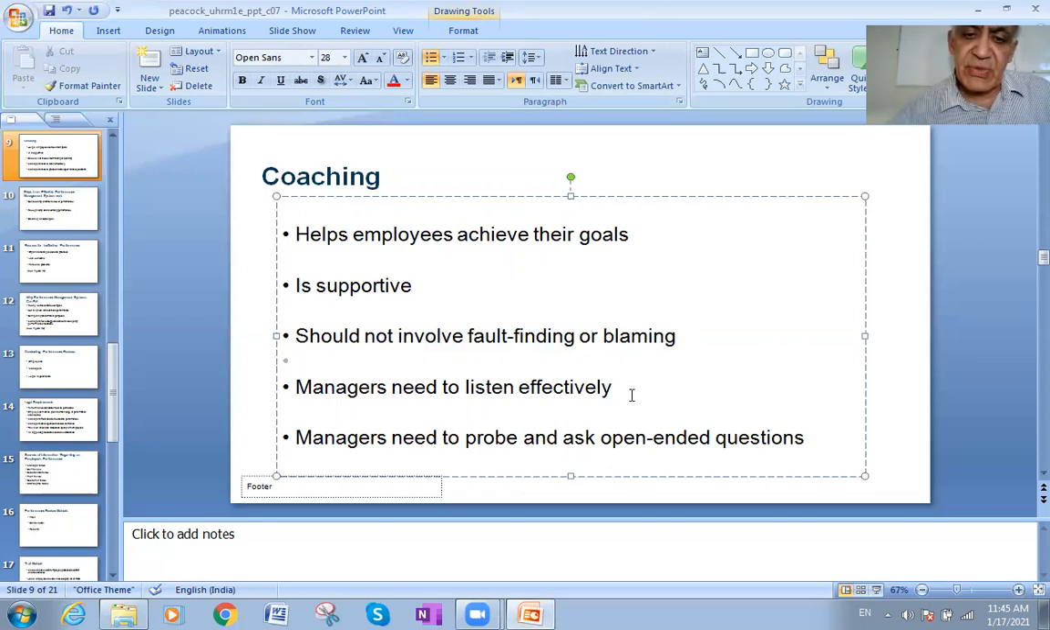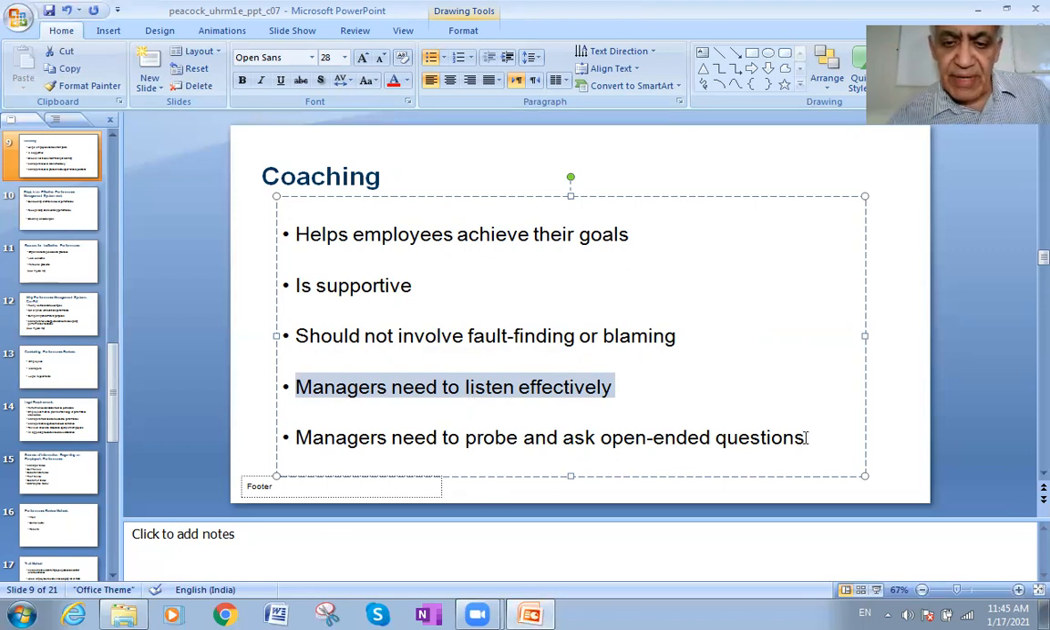So managers need to listen effectively as well. You don't have, as a manager, just to talk. You talk and listen. Listening is a part of participation. That means you are allowing and empowering your employees to participate in your decision making. So you are helping them.